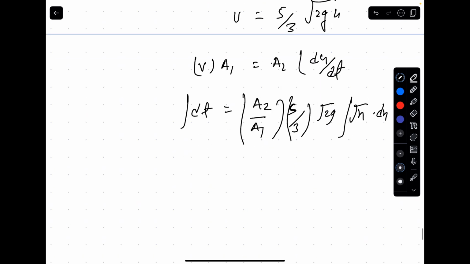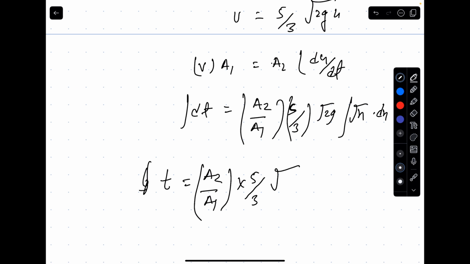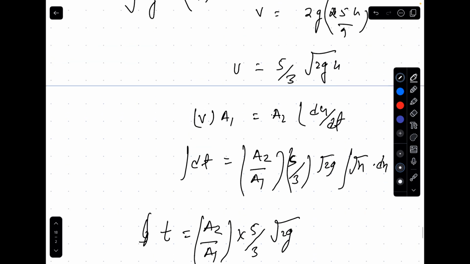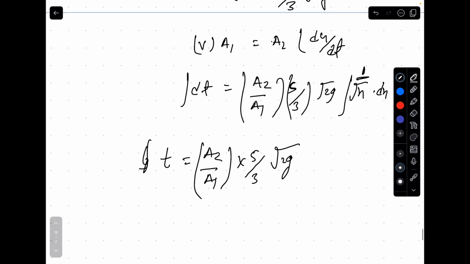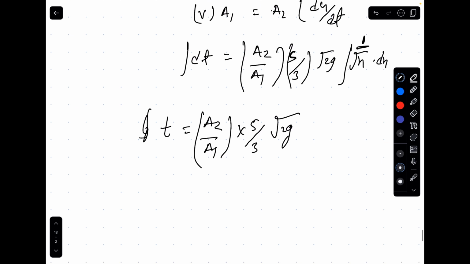Alright, so we have this. So root dt integration is simply t is a2 divided by a1 multiplied by 5 by 3 root 2g, and root h integration will be, okay, root h will be in the denominator, so that is 1 by root h. When we do the integration we will get h to the power 1 by 2 divided by, okay, this root 2g is also in the denominator.